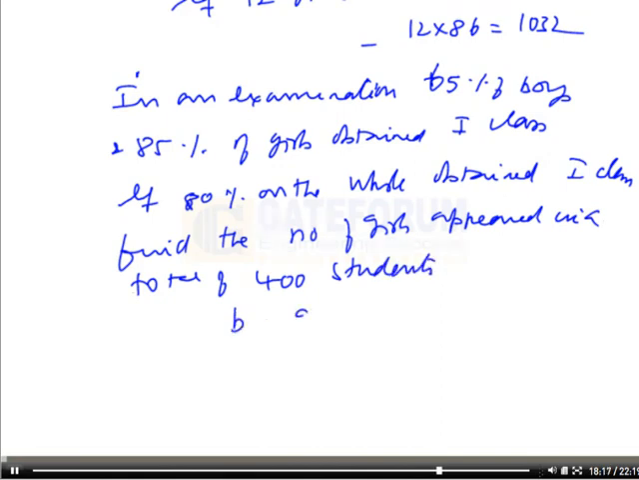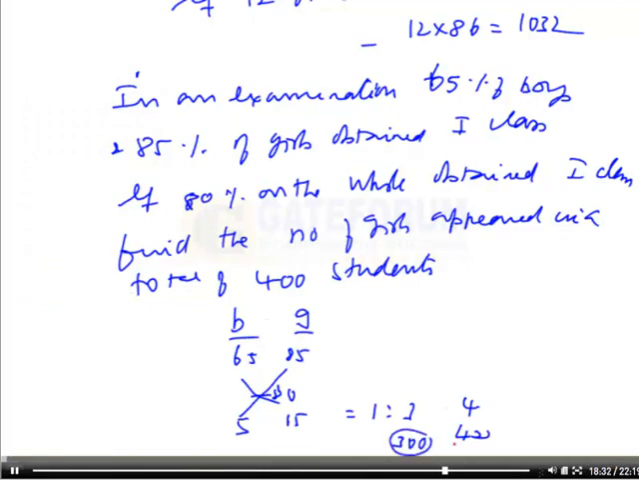So boys on one side, girls on one side. 65, 85, overall 80. We get the ratio as 1:3 on 4. In 400, there are 300 girls.